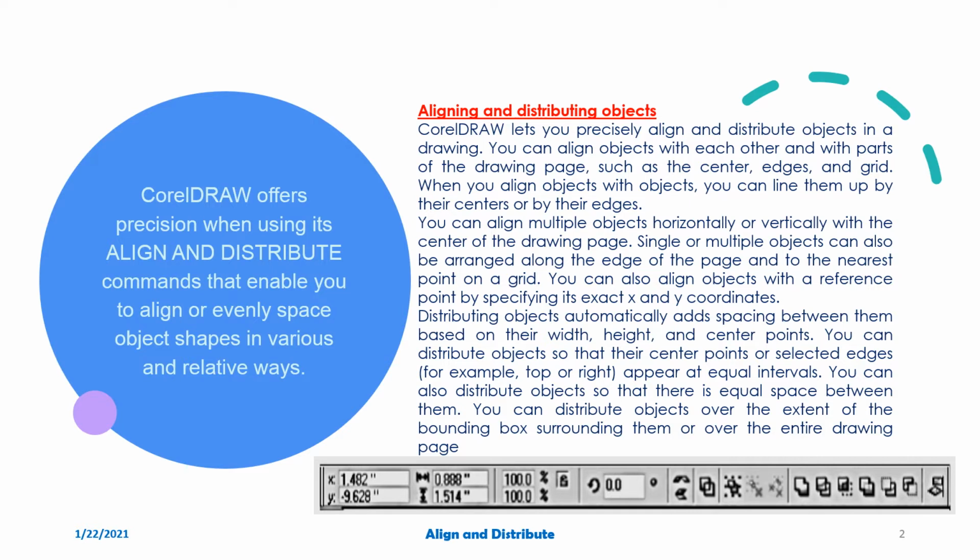You can also align objects with a reference point by specifying its exact x and y coordinates. Distributing objects automatically adds spacing between them based on their width, height, and center points. You can distribute objects so that their center points or selected edges, for example, top or right, appear at equal intervals. You can also distribute objects so that there is equal space between them. You can distribute objects over the extent of the bounding box surrounding them or over the entire drawing page.